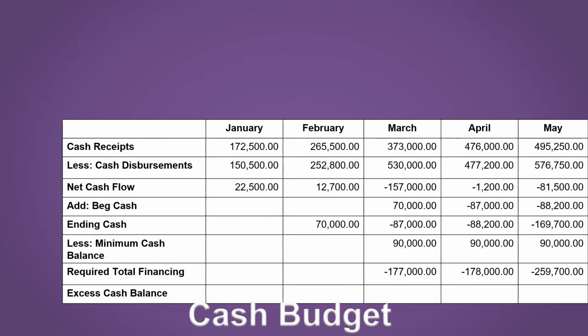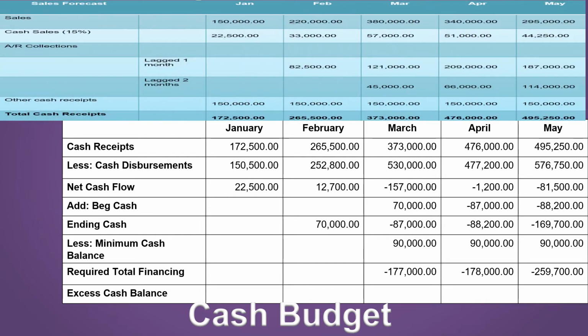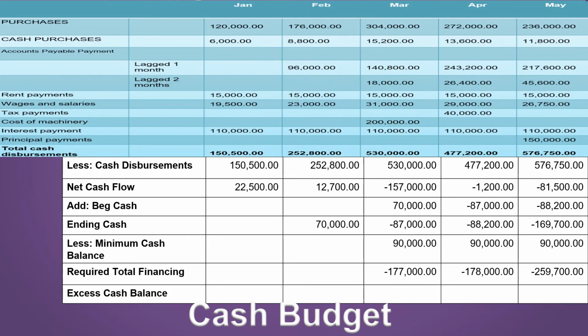And now, we are ready to prepare the cash budget. We use steps 9 to 11 to do this. So we have to get the total cash receipts from our cash receipt schedule and the total cash disbursements from our cash disbursement table or schedule.